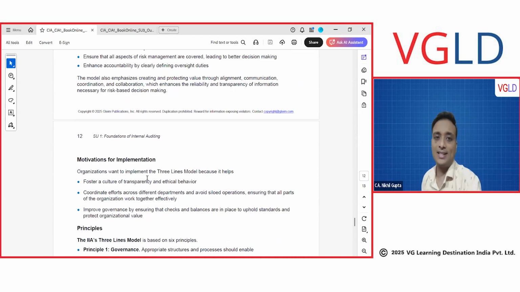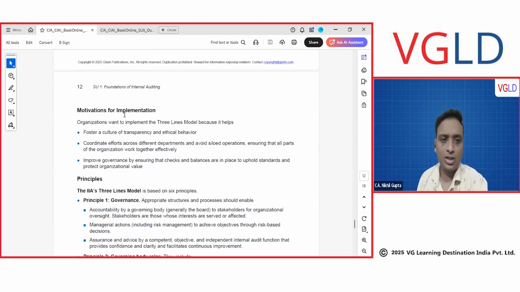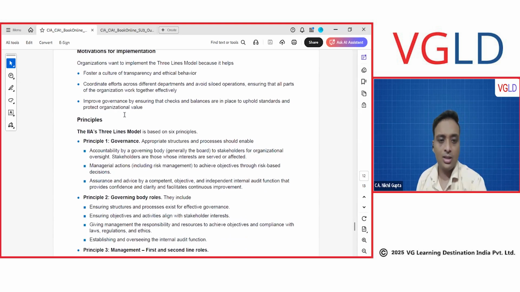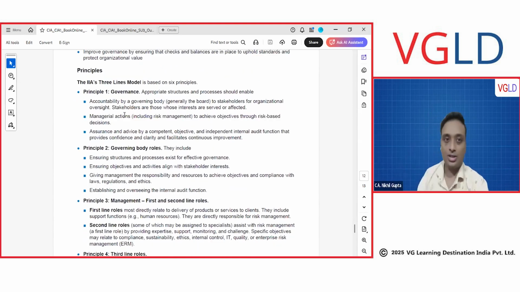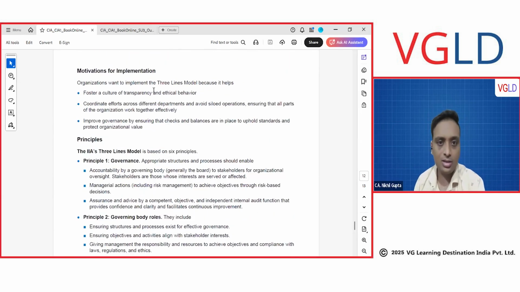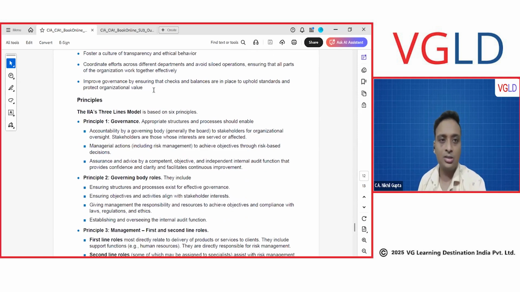But the model also emphasizes creating and protecting value through alignment, communication, coordination, and collaboration, which enhances the reliability and transparency of information necessary for risk-based decision making. So, where are the motivations of it? We are not discussing it because it's a very theoretical thing. Hardly practical behavior, coordination, improved governance.